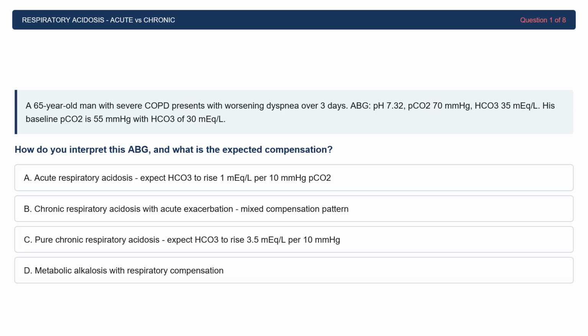Your options are A. Acute respiratory acidosis. Expect bicarbonate to rise 1 milliequivalent per 10 millimeter rise in PCO2. Option B, chronic respiratory acidosis with acute exacerbation. It's a mixed compensation pattern. C, pure chronic respiratory acidosis. Expect bicarbonate to rise 3.5 per 10 millimeters mercury. Option D, metabolic alkalosis with respiratory compensation. Take a moment to review these choices.